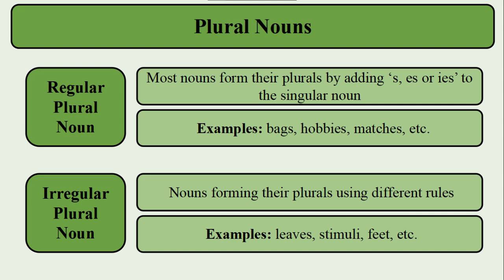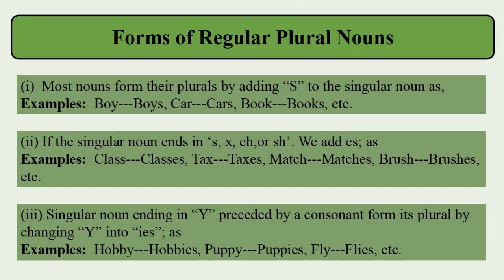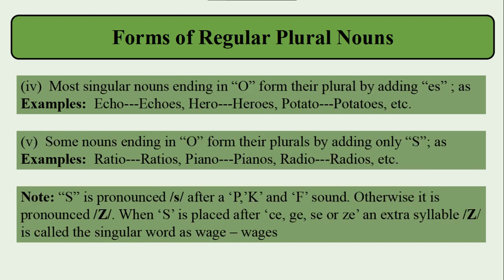More than one. And most nouns follow predictable rules for this, the regular ones. Yes, thankfully. Most nouns form their plurals just by adding s or sometimes es to the singular form. Think bags, add s; matches, add es; hobbies, change y to ies. Okay, so there are patterns even within the regular ones. Definitely. The notes break it down. Go on. Most just add s. Boy, boys; car, cars. If the noun ends in s, x, ch, or sh, usually add es. Right. Classes, taxes, brushes. Okay. If it ends in a consonant, then y, change the y to ies. Hobbies, puppies.